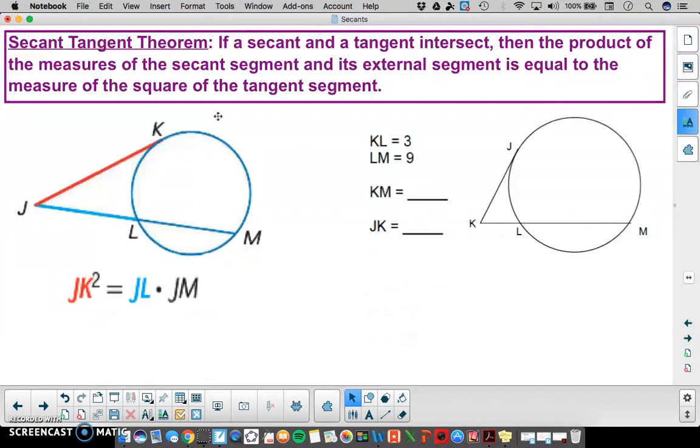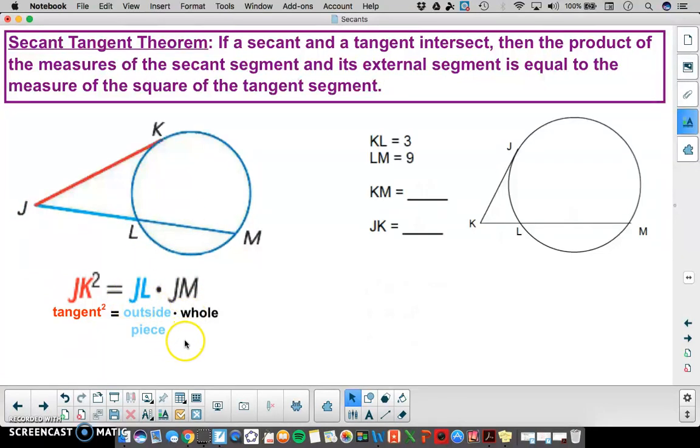Our last theorem is the Secant Tangent Theorem. If a secant and a tangent intersect outside the circle, then the product of the measures of the secant times its outside segment is equal to the measure of the square of the tangent. So we have our tangent squared, which is equal to the outside piece times the whole secant segment.